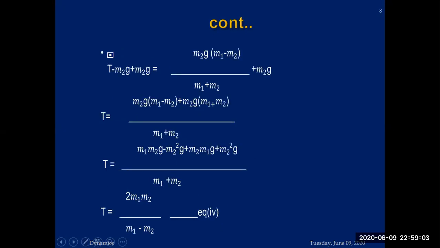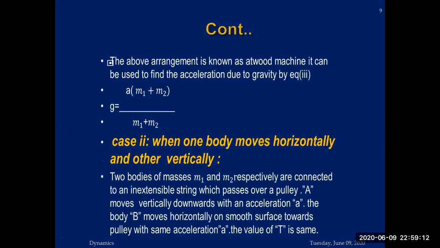So this is the value of tension, which you have calculated with the help of mathematical steps. So the above arrangement is known as Atwood machine. It can be used to find the acceleration due to gravity, that is, this one is acceleration due to gravity.